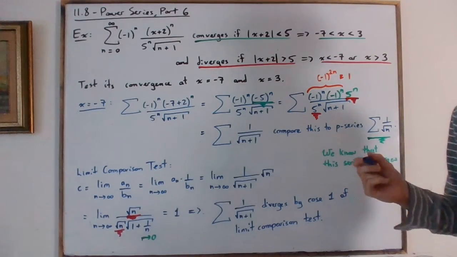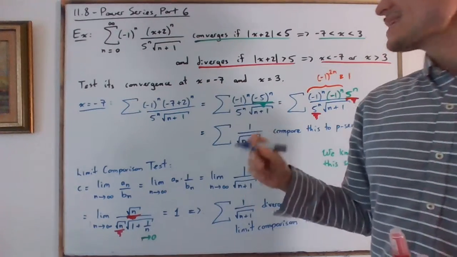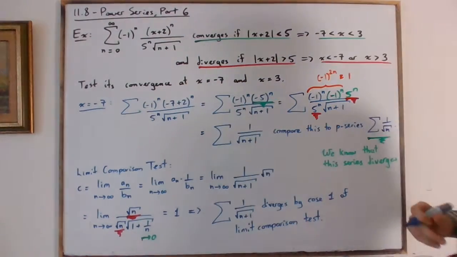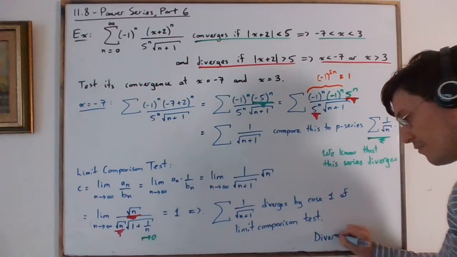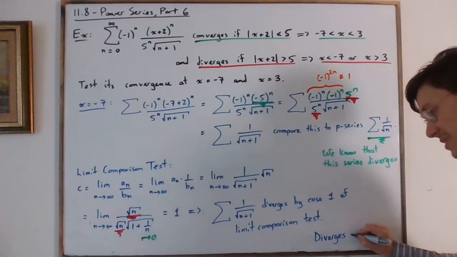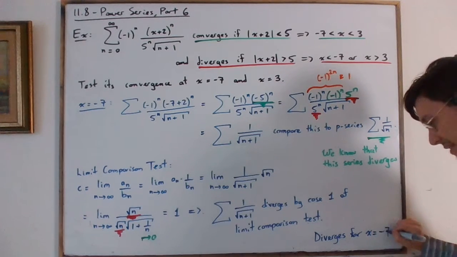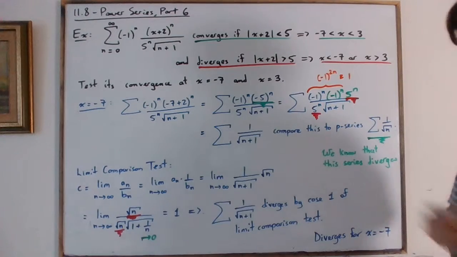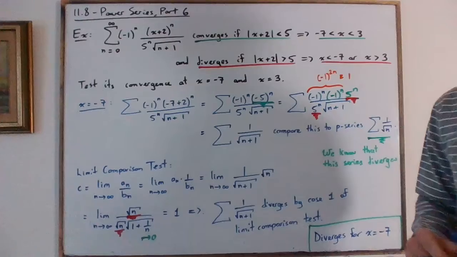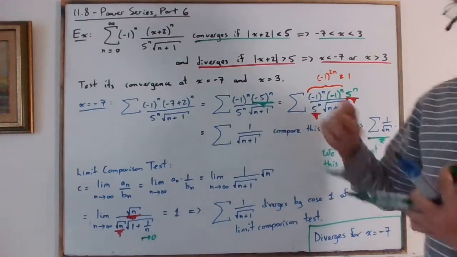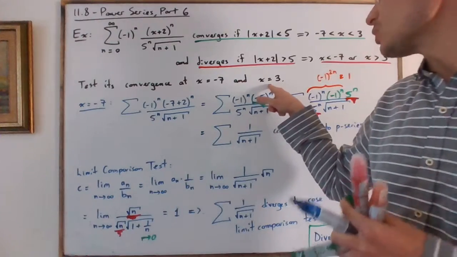Okay, so what does it mean? It means that we know that it diverges when x is equal to -7. So let's actually write it down here, and I'm going to frame it. We're going to move forward from here. Diverges for x equals -7. Okay, so let's frame this little box, and then let's erase everything else. We're now going to investigate the second value here, x equals 3.